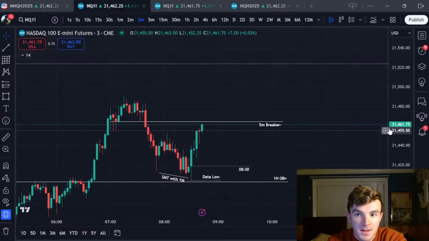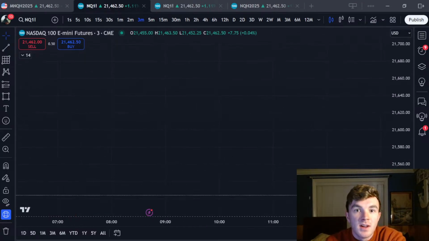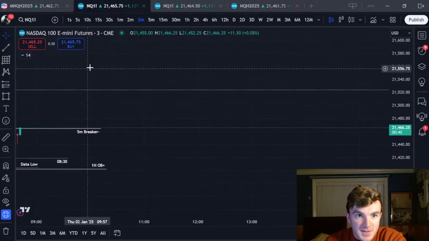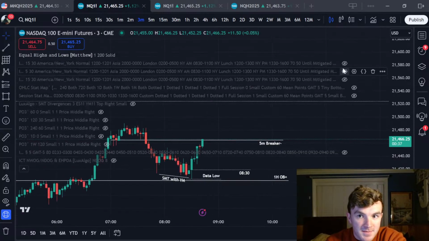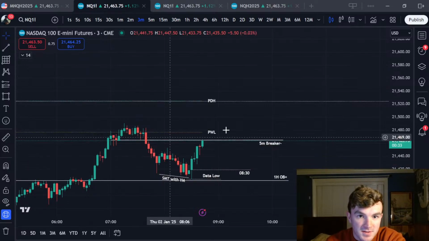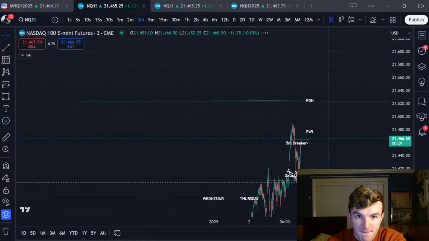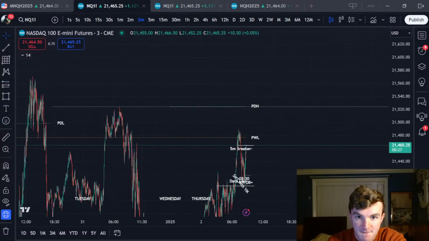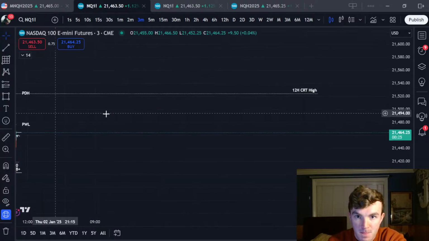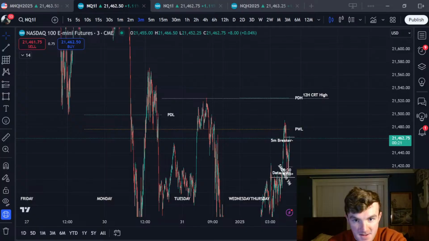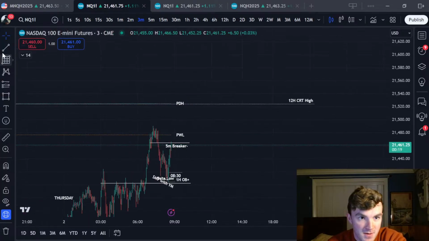Okay, 5-minute breaker. And then once again, where's previous day's high? Let's get that back up. That's where the market's drawing to eventually. So it's a previous day's high, it's a 12-hour CRT high. 2-in-1 combo.